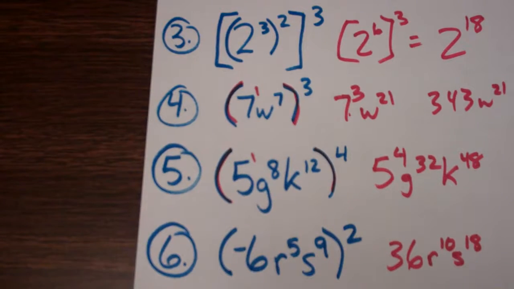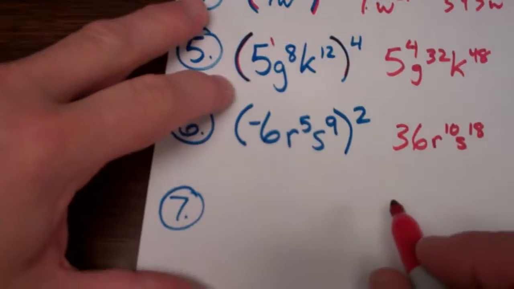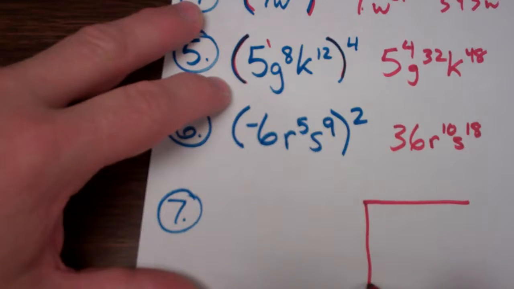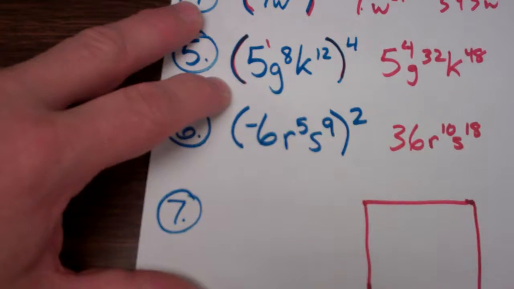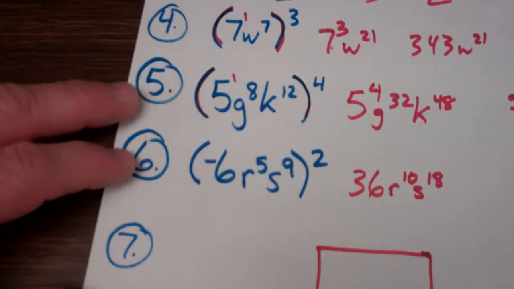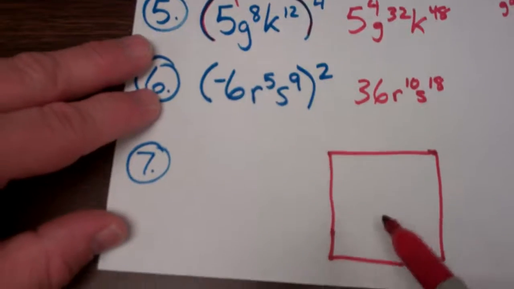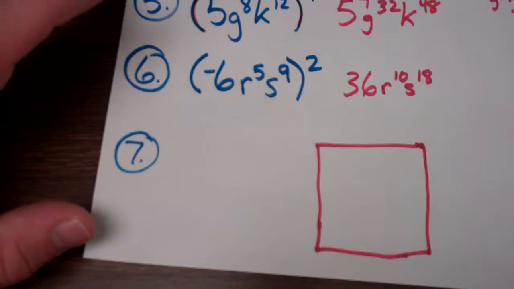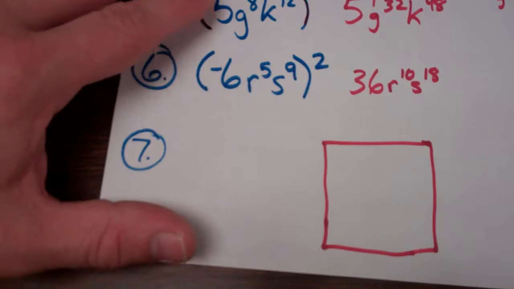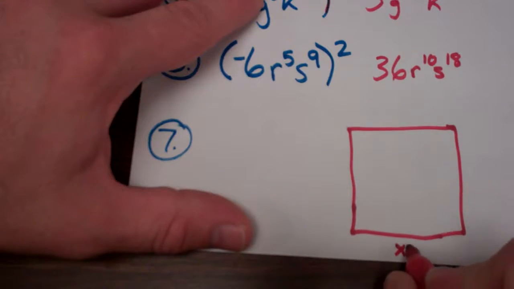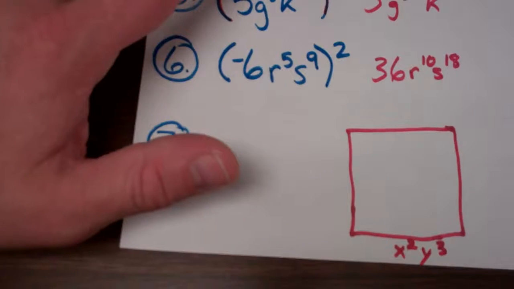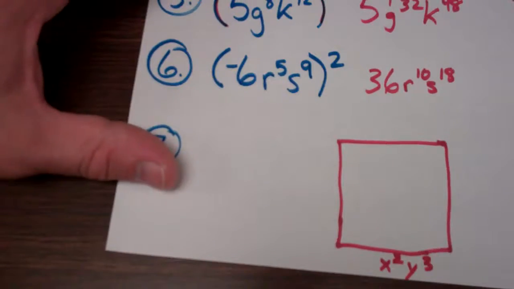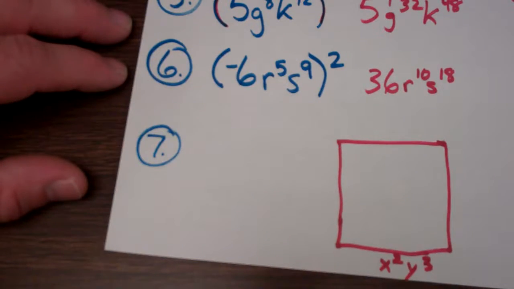Number 7. Number 7 says the floor of the commons room at King Middle School is in the shape of a square. So I'm going to draw a picture. You should always do this when you have geometry or shapes that you can't see. Things I know about a square: 4 right angles, 4 congruent sides. In the shape of a square with side lengths of x squared y cubed. X squared y cubed. All right. And then it says, new tile is going to be put on the floor of the room. Find the area of the floor.